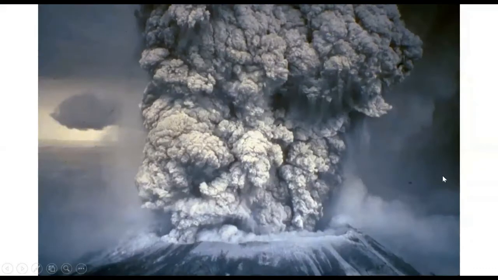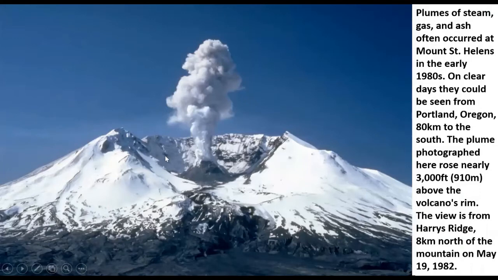And this is the explosion. Okay, and then this is what it looks like now after the explosion. And this picture shows plumes of steam, gas, and ash, which often occurred at Mount St. Helens in the early 1980s. So this volcanic eruption that changed the whole mountain took place on 18th of May, 1980.